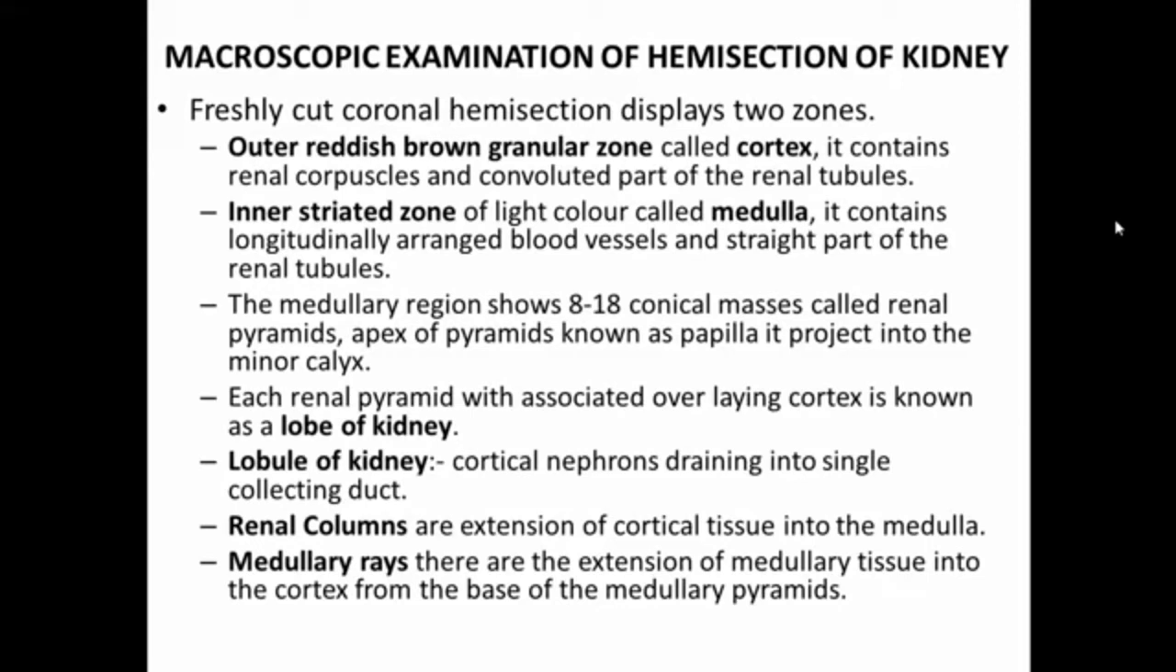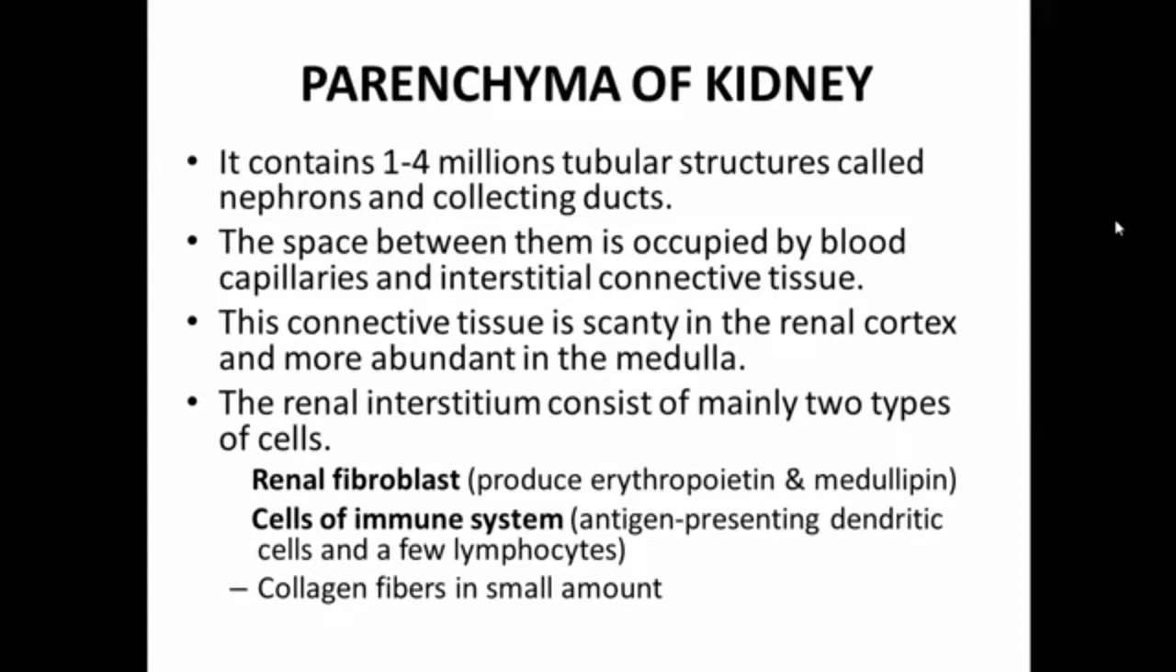Each renal pyramid with associated overlying cortex is known as a lobe of the kidney, and the lobule of the kidney, the cortical nephrons draining into a single collecting duct. Then the renal columns are the extensions of the cortical tissue into the medulla. Medullary rays are the extensions of the medullary tissue into the cortex from the base of the medullary pyramids.